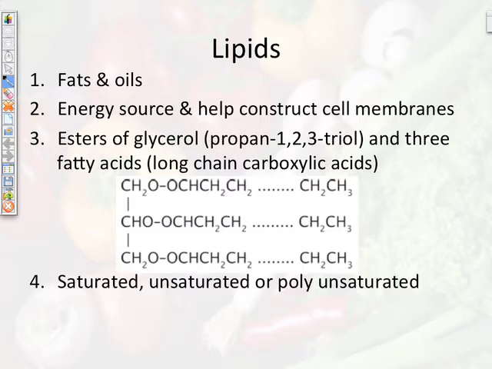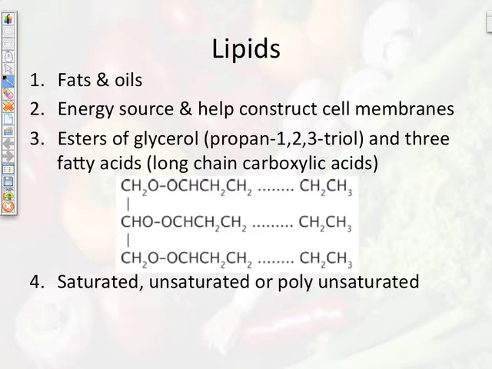Lipids may either be saturated, unsaturated, or polyunsaturated. We've heard those words before in organic chemistry. Saturated means there's no double bonds. When we're talking about saturated lipids, we're generally dealing with animal lipids. So butters, things that are coming from animals are generally saturated, and they are going to be solid at room temperature. So saturated are going to be solid at room temperature, no double bonds, and often animal in origin.